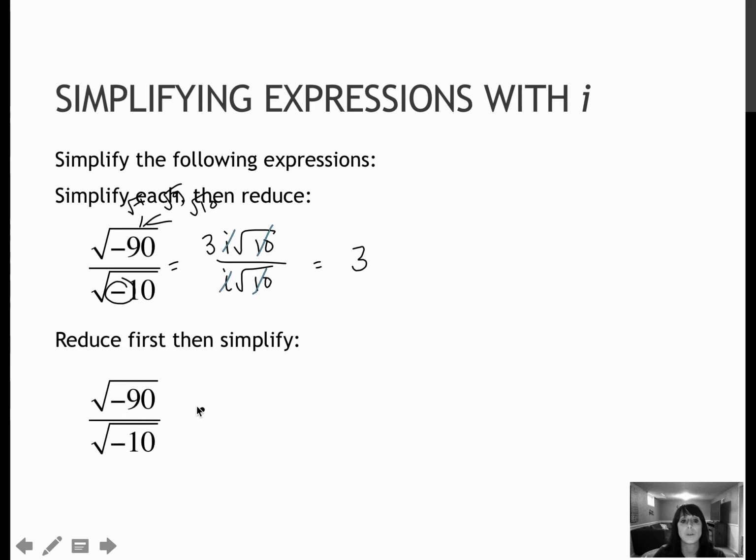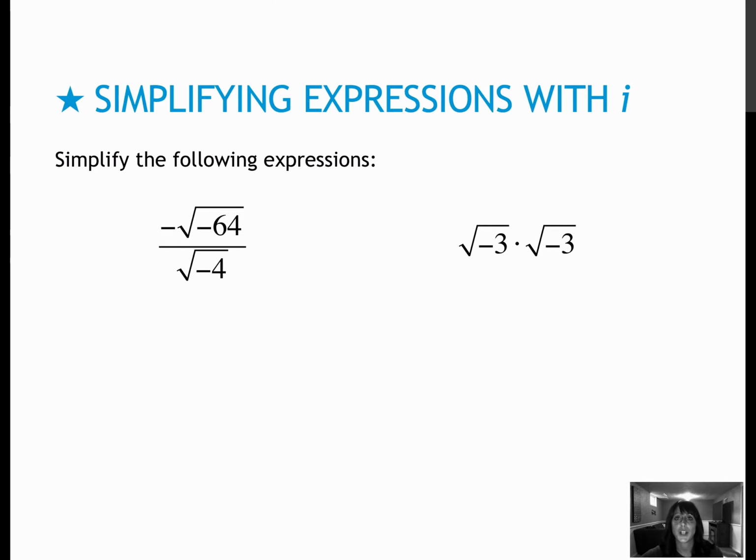The other option is to reduce first, then simplify. So write this as -90 over -10. -90 over -10 reduces to 9, and the square root of 9 is 3. So completely up to you, whichever way you like better. Try these two questions on your own and then press play to check your work.